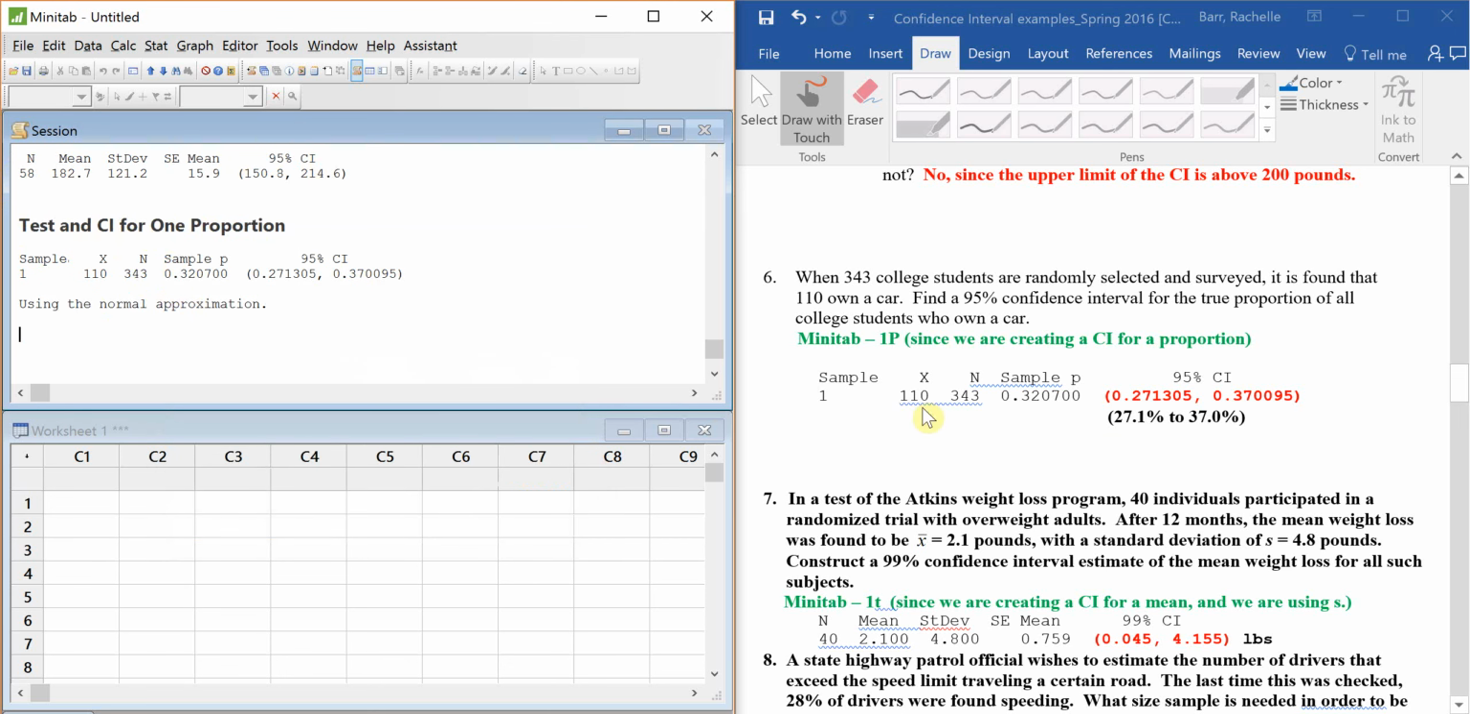And there's my one sample proportion. So I'd say the actual proportion of college students who own a car is somewhere between 27.1 and 37%. And I'm 95% confident about that estimate.